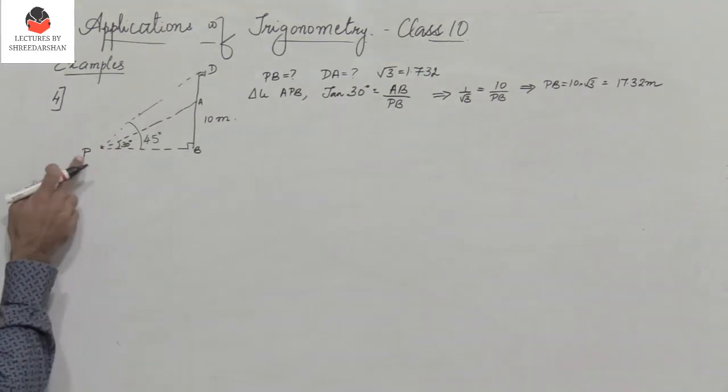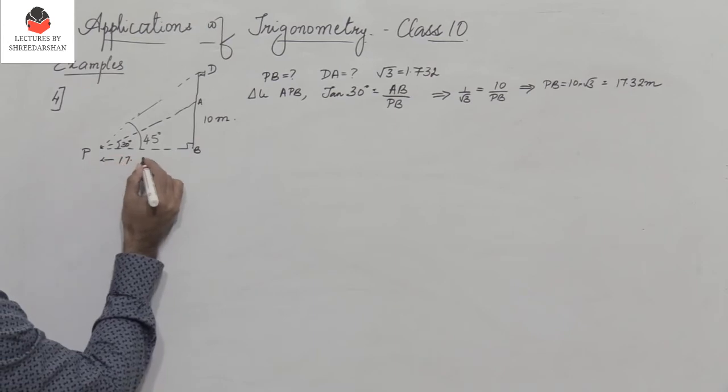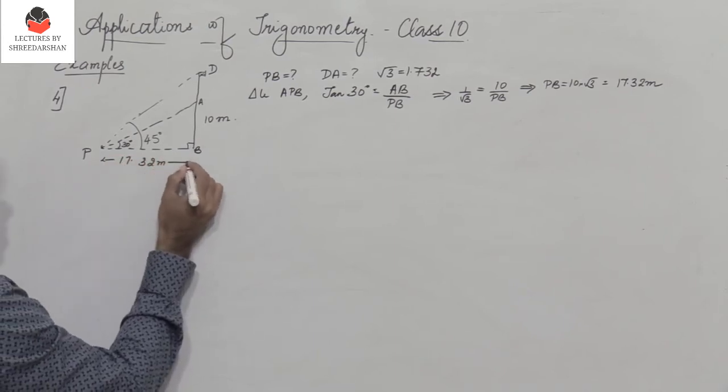So how far is the point P from the building? It is at a distance of 17.32 meters.